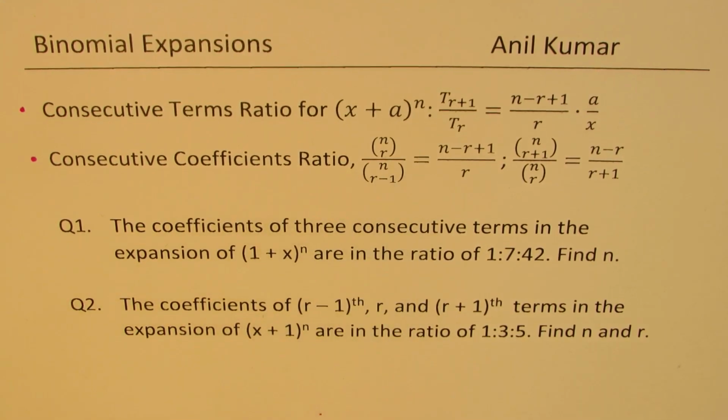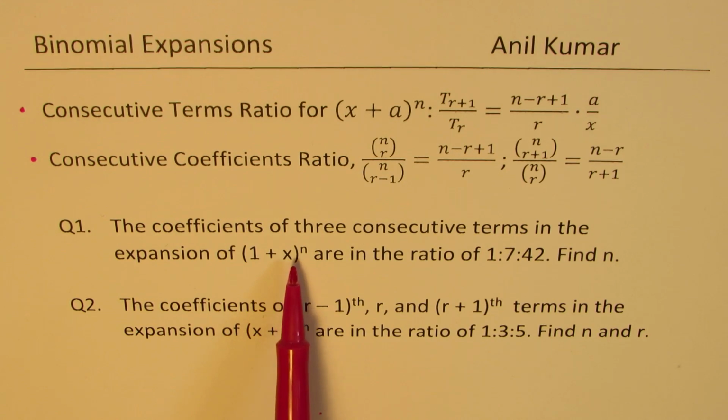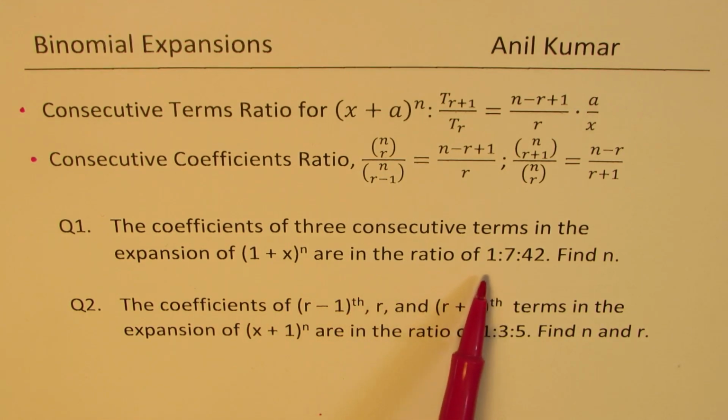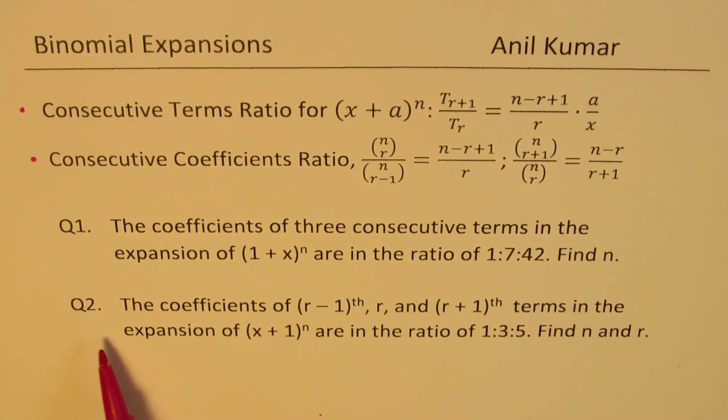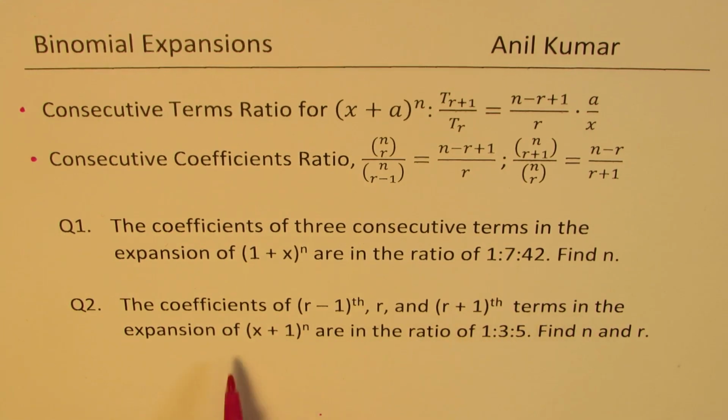Questions which you see based on this strategy: Question 1, the coefficients of three consecutive terms in the expansion of (1 plus x) to the power of n are in the ratio of 1:7:42. Find n. Question 2 is, the coefficients of (r minus 1)th, rth and (r plus 1)th terms in the expansion of (x plus 1) to the power of n are in the ratio of 1:3:5. Find n and r. So if you know these formulas, then these questions can be easily solved.